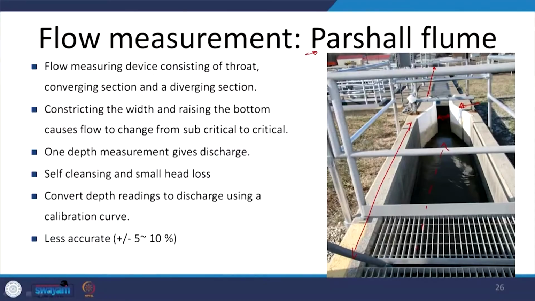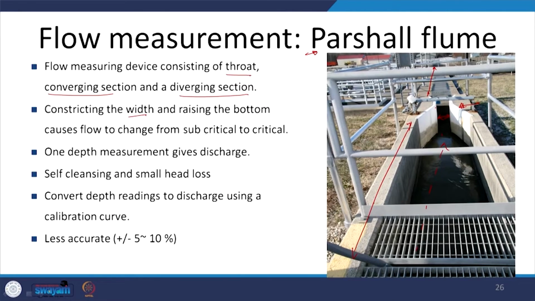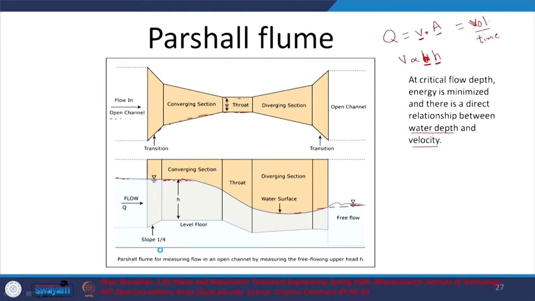So, what do we have? It consists of a throat, converging and diverging section. Constructing the width, that is what we saw, the width is decreasing, and raising the bottom, right, I think that is not clear from here, causes flow to change from subcritical to critical or supercritical. One depth measurement gives the discharge, right, and more importantly it is supposed to see to it that it is self cleansing and there is little head loss, let us say, right. And we are going to convert the depth readings to discharge using calibration curves. It is not greatly accurate, but it typically does the job within this level of accuracy, right, and that is something we just discussed.